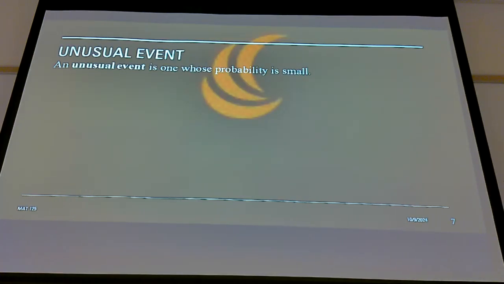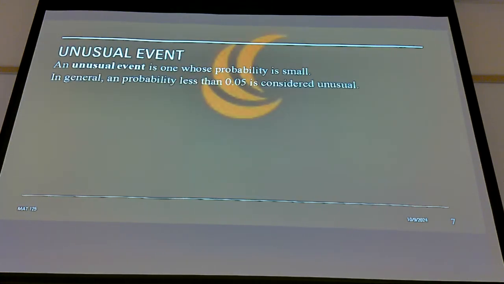An unusual event is one whose probability is small. As a general rule of thumb, we take any probability less than 0.05 to be unusual.